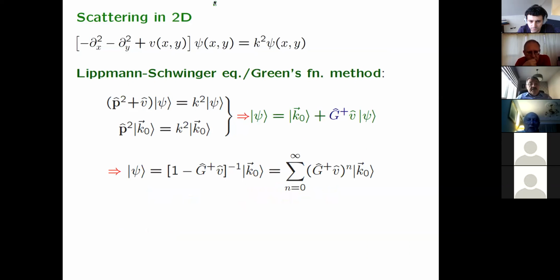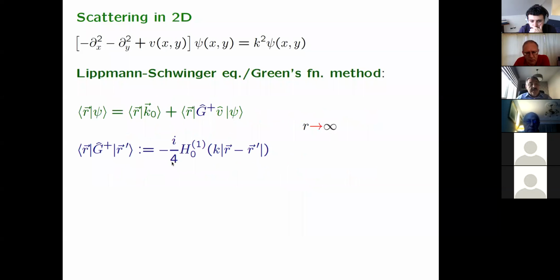From this equation, you can take this term to the left and write it like (1 minus this) psi equals psi_0, and then formally invert this operator, get this, and expand this in a geometric series. This gives you a series solution for the scattering wave, which is called the Born series.